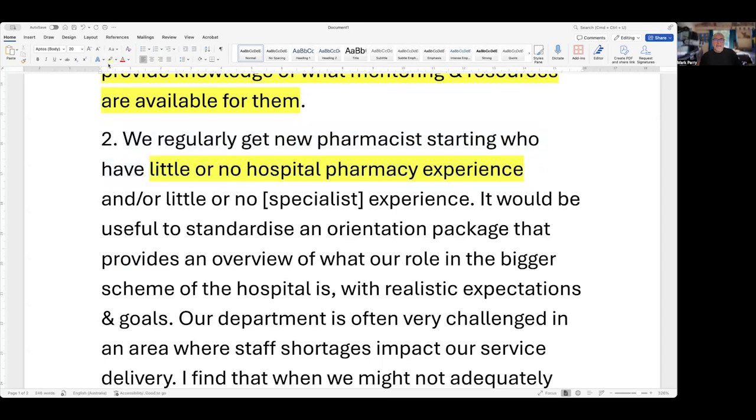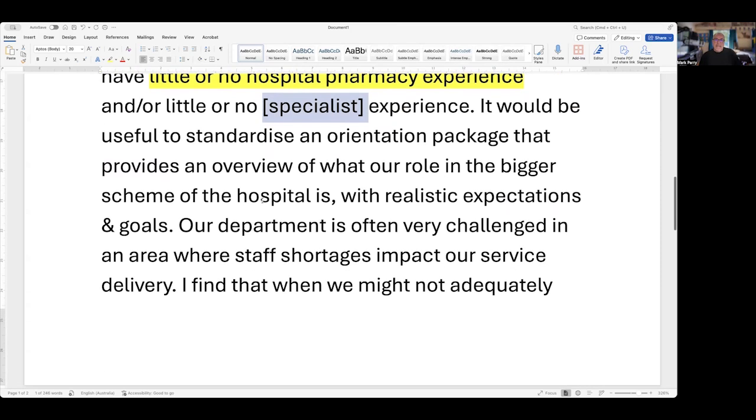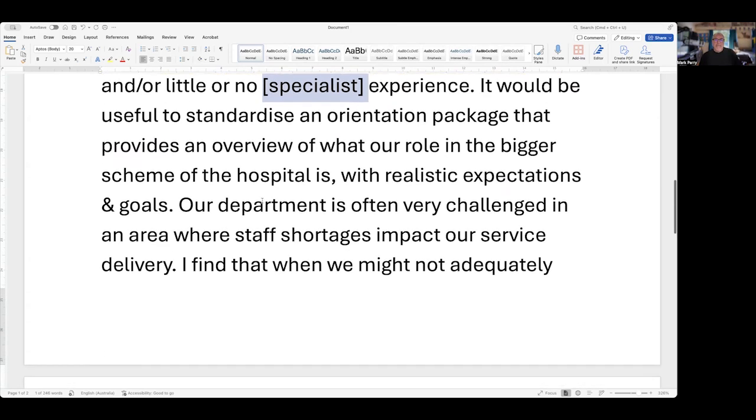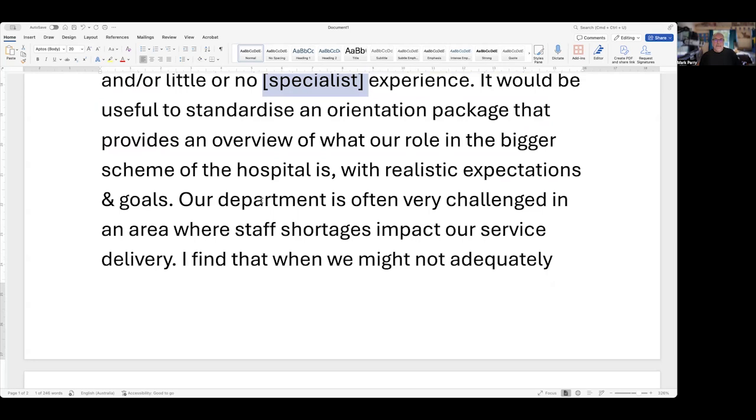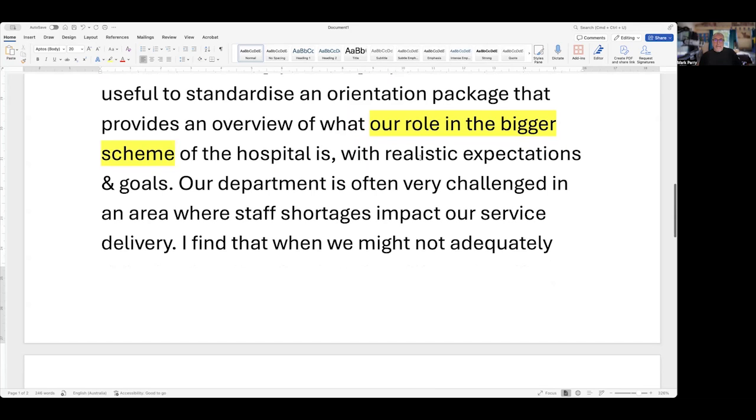Not about the context, but I like the fact that it's clearly identifying the context for the learners, for the potential learners, and or little or no specialist experience. So that was an area of specialist kind of medical care. It would be useful to standardize an orientation package that provides an overview of what our role in the bigger scheme of the hospital is. So I guess our role in the bigger scheme with realistic expectations and goals. I really like realistic.